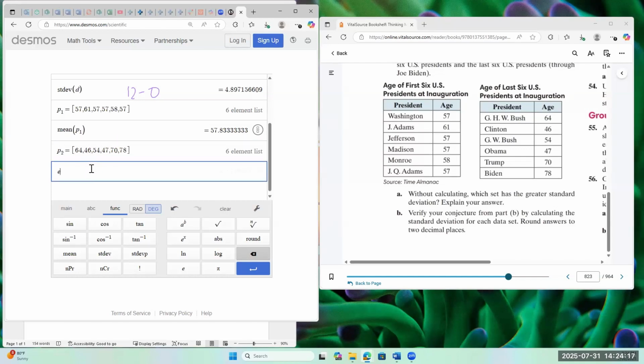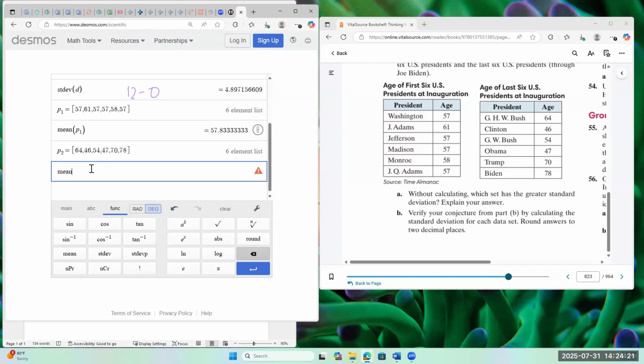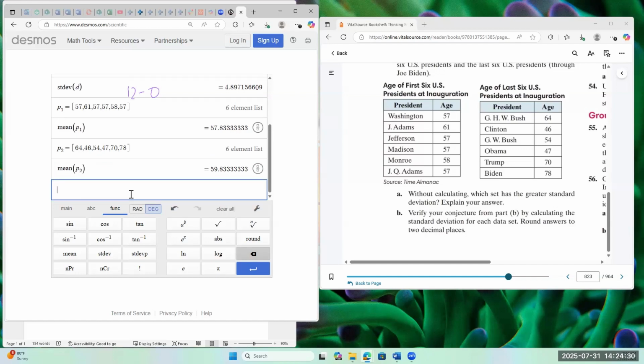And the mean of those is 59, or almost 60. So the means are pretty similar, aren't they? But let's look at the standard deviation.